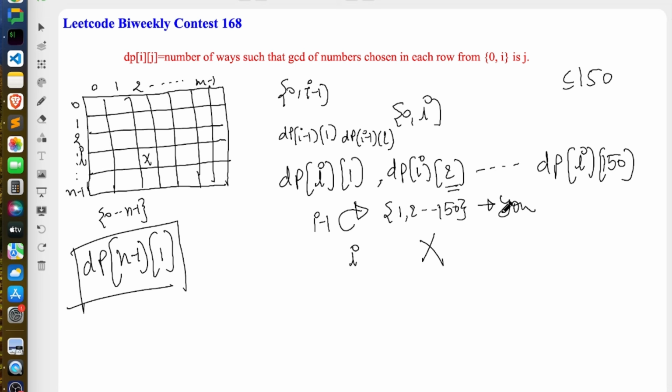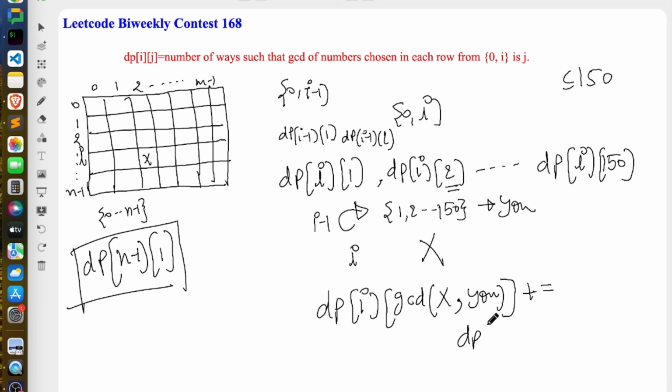We will go through each of the possibilities of numbers from 1 to 150, and I will again go through each of the numbers in this row. Let's say that number is x. I will do dp of i and GCD of x comma this previous number, like all the numbers from 1 to 150, u. dp of i GCD of x comma u plus equals to dp of i minus 1 and u.